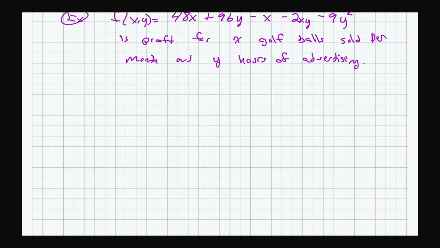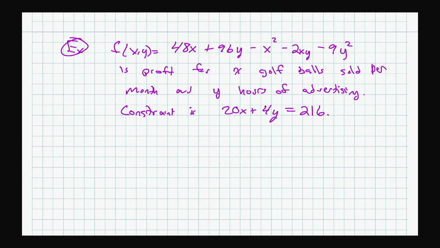Now your constraint is this. The constraint is going to be how much money you have to spend, basically. So the constraint is 20x plus 4y equals 216, and somehow that's based on how much money they have to sell golf balls, how much money it costs to make golf balls, and how much advertising costs. So this is what the constraint is.